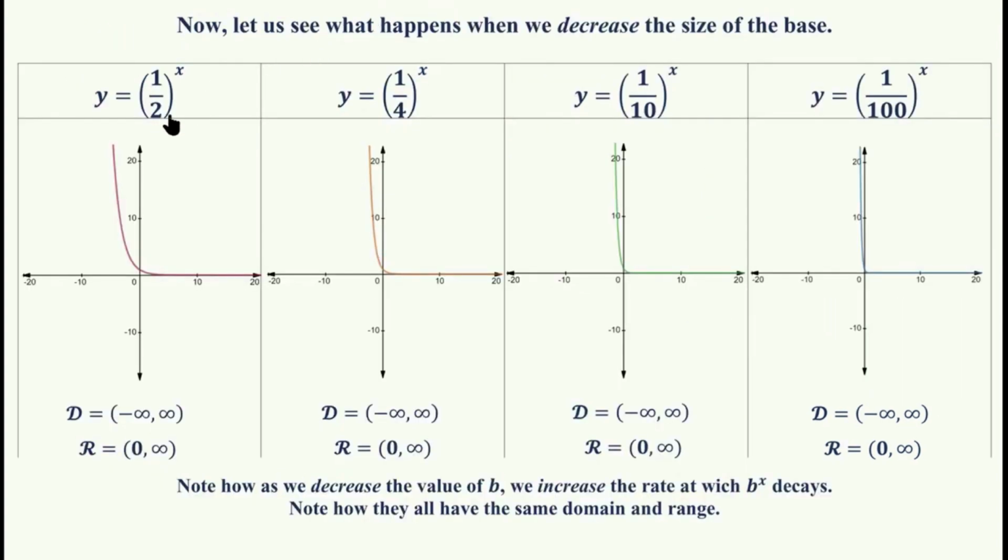This time we can look at what happens if we decrease the size of the base, keep making it smaller and smaller. We know that 1/4 is smaller than a half, 1/10 is smaller than both, and 1/100th, of course, is smaller than all of them. And notice what happens is that the decay becomes faster and faster as you go from larger base to smaller base in the 0 to 1 category. The domain and ranges do not change because you still are defined for all real numbers, and you still only get outputs that are greater than 0 in this case.